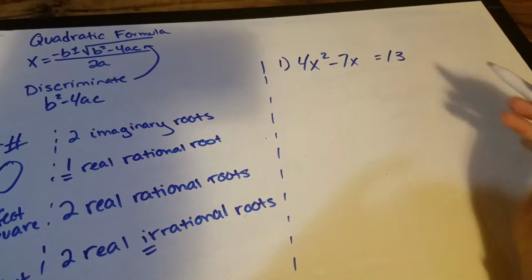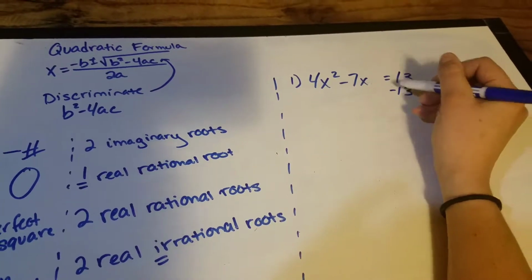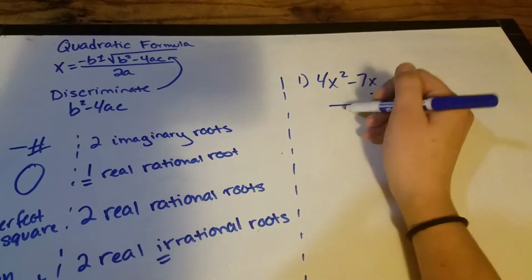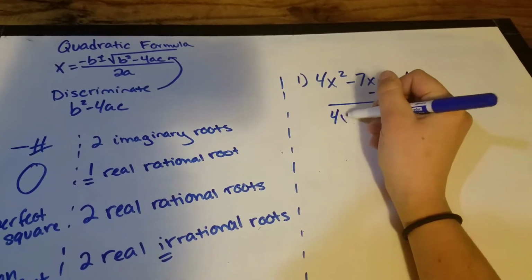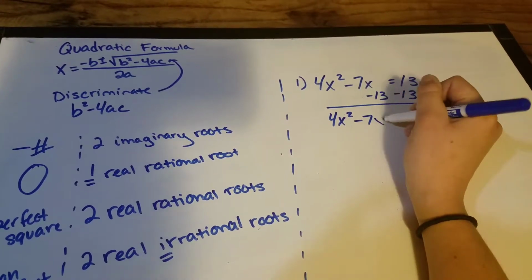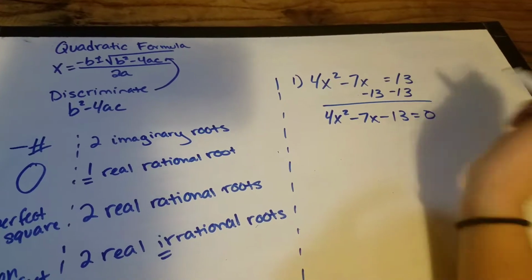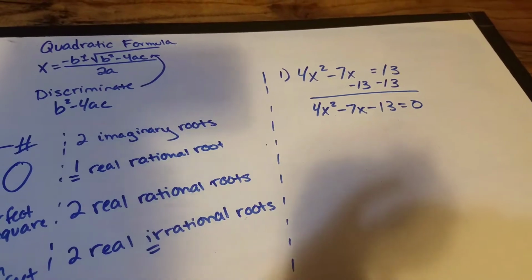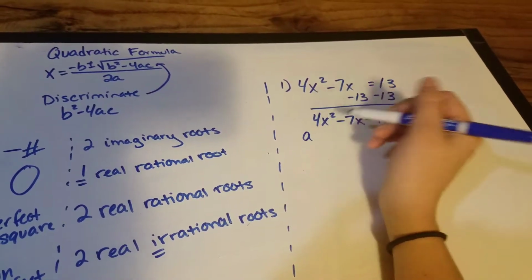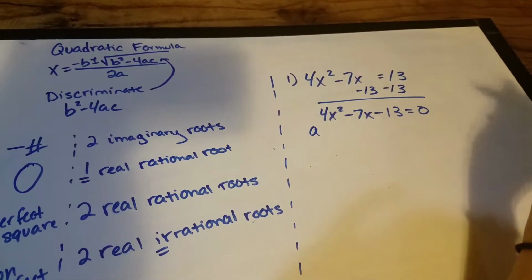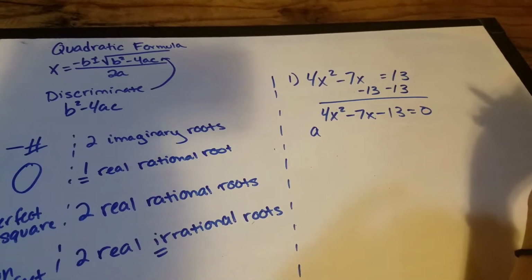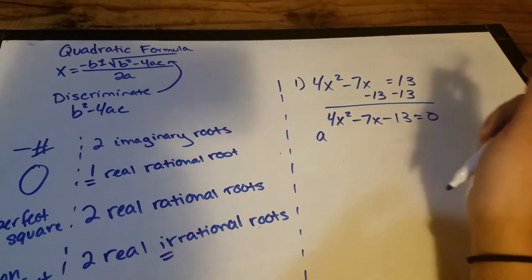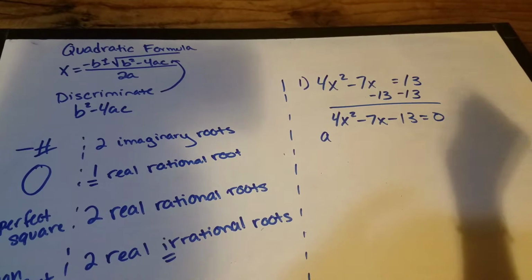Okay, so first thing we would want to do is move over our number. So our C value, we'd have 4x squared minus 7x minus 13 equals 0. Be careful to only combine like terms if that is the case. We didn't have like terms, so I just write it in the order ax squared plus bx plus c equals 0.